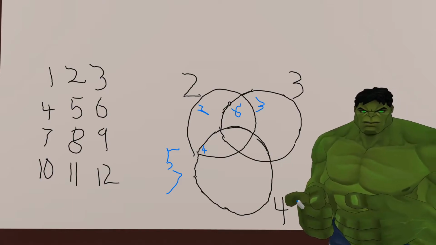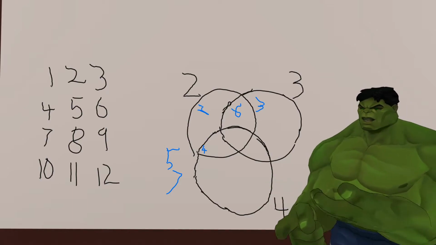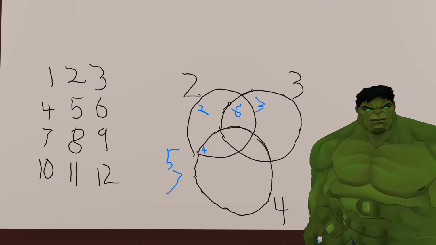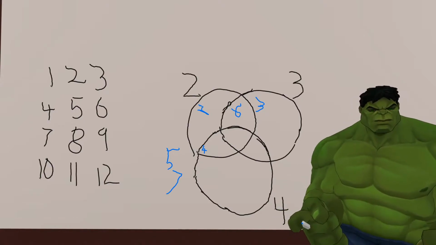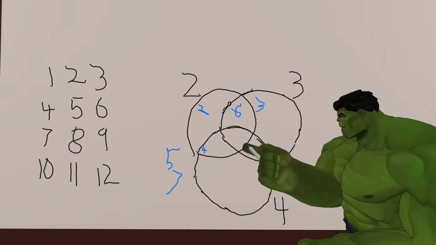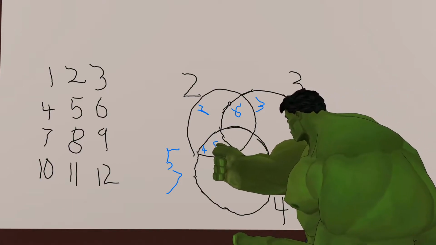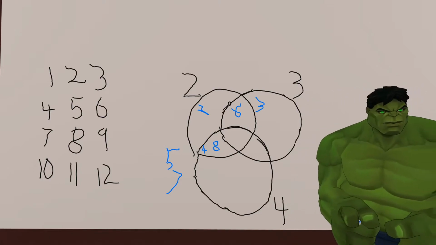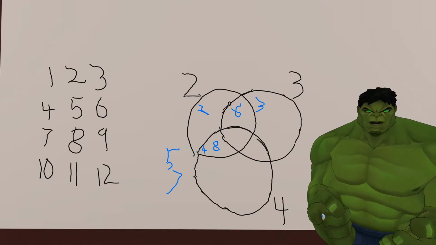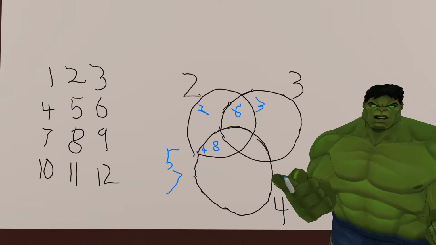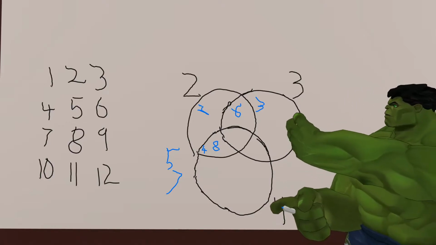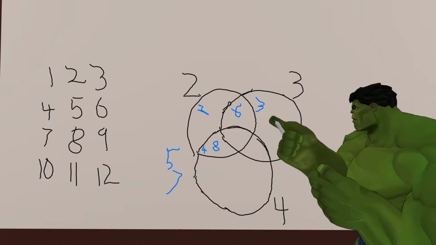What about 8? Well, 8 is an even number, so 2 fits into it. And 4 times 2 is 8, so it also fits into 8. So we're going to put the 8 in here. What about 9? Well, 3 times 3 is 9, so we're just going to put it in the 3 circle.